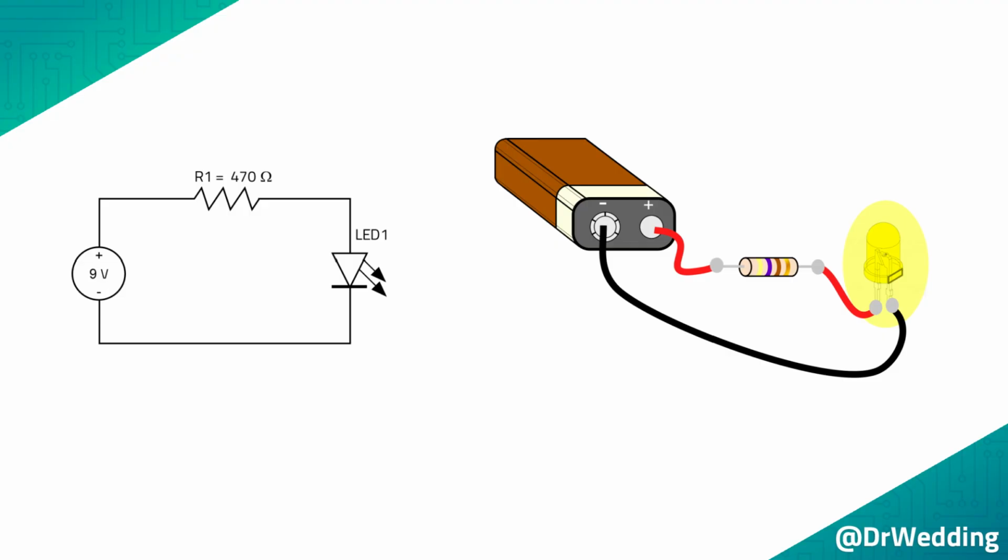I hope this video has helped you understand what a current limiting resistor is, how to calculate the value of it, and how it is used to light up an LED so the LED is not damaged.